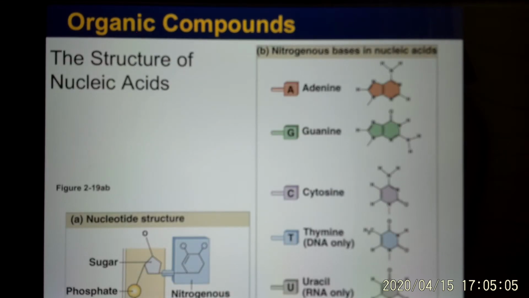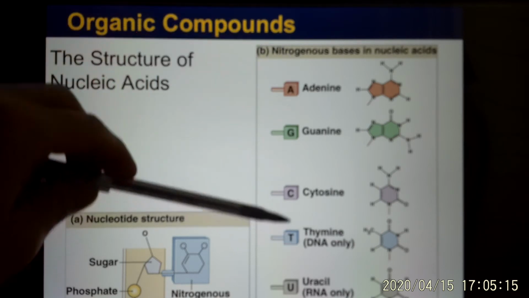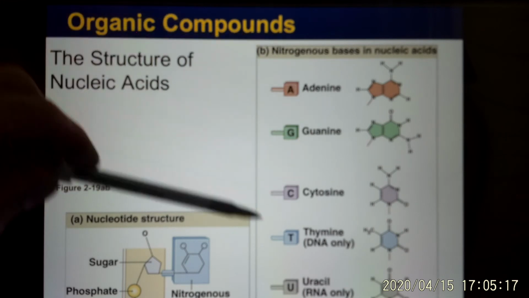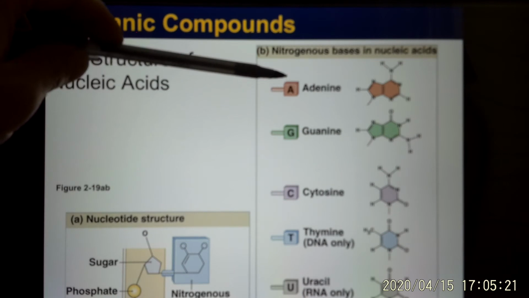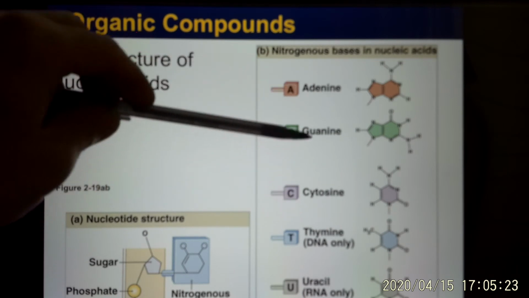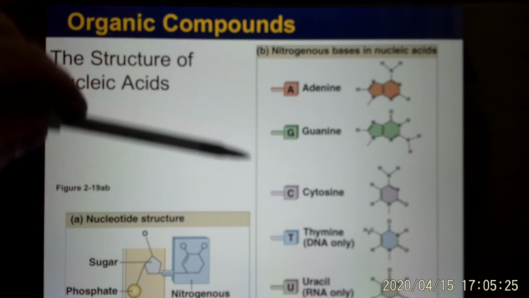DNA and RNA are made of nucleic acids, and we have 5 different kinds of nucleic acids. 4 for DNA: A, T, G, and C. We found the first letters that are always different. So A, T, G, and C: adenine, thymine, guanine, and cytosine. These 4 are for DNA.